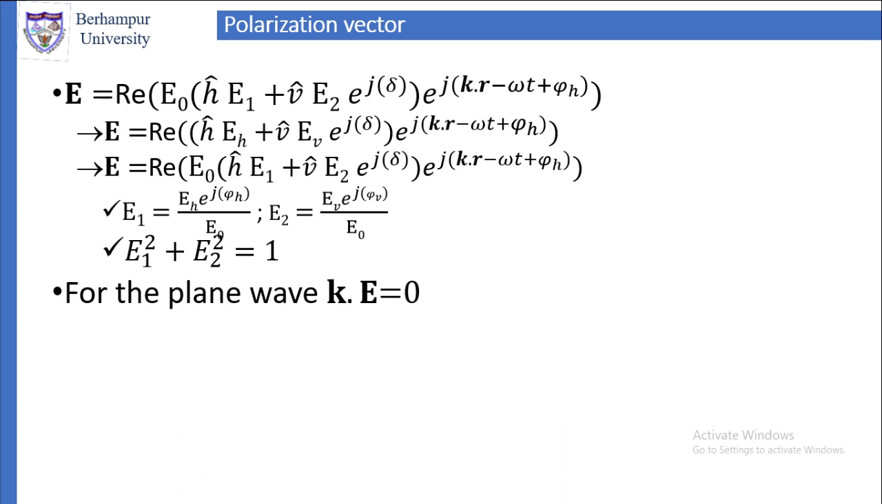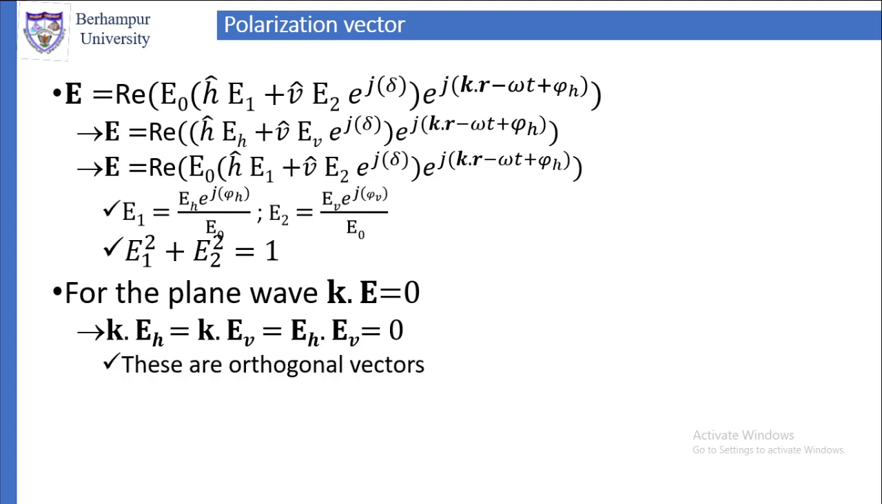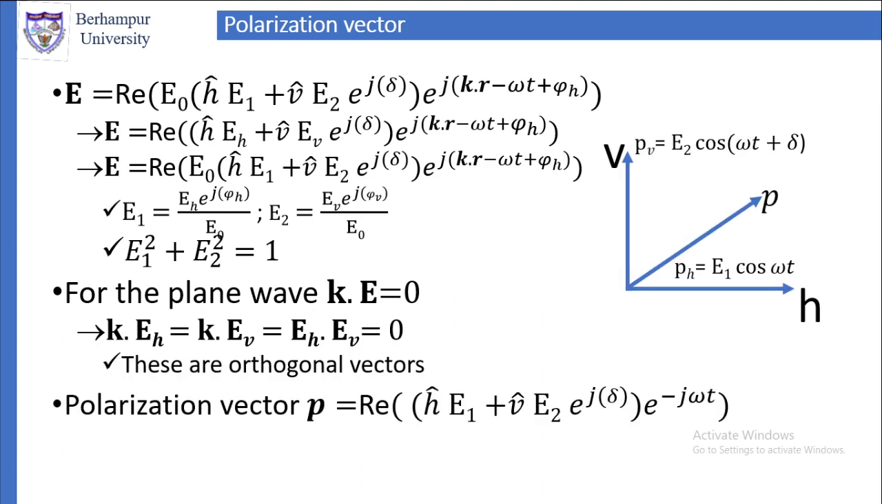Then we also know that for a plane wave, if the wave vector is K, then K dot E is equal to 0 and K dot B is equal to 0. If K dot E is equal to 0, each component of E, when taking the dot product with K, will be 0. So K dot EH will be equal to K dot EV, equal to EH dot EV. Why EH dot EV? Because EH and EV are the vertical and horizontal components. They are orthogonal to each other, so EH dot EV will be equal to 0. These are all orthogonal vectors.